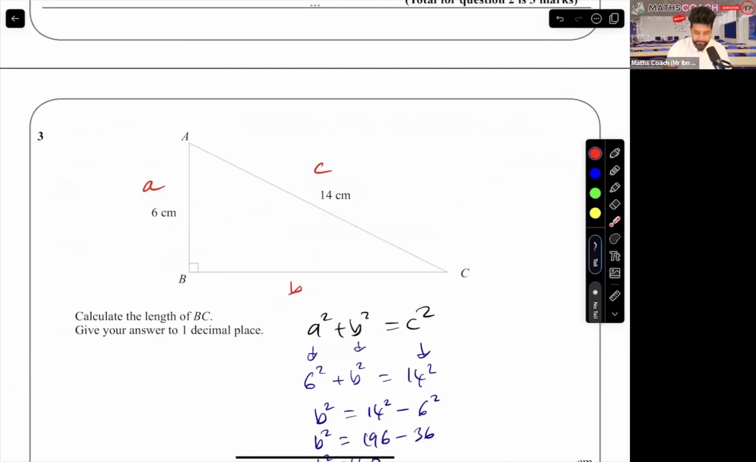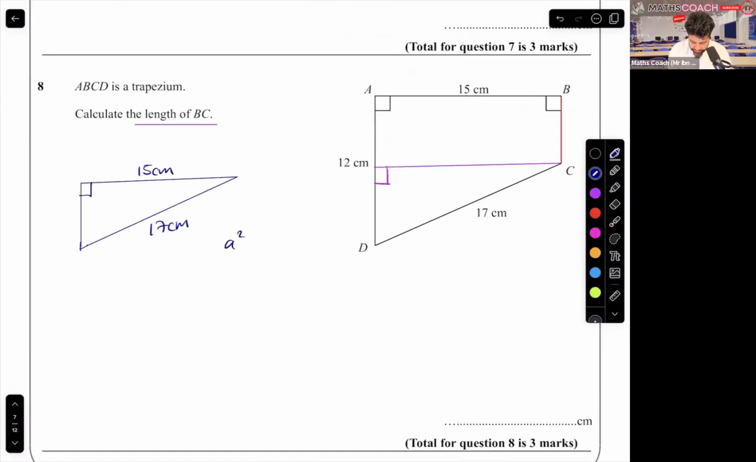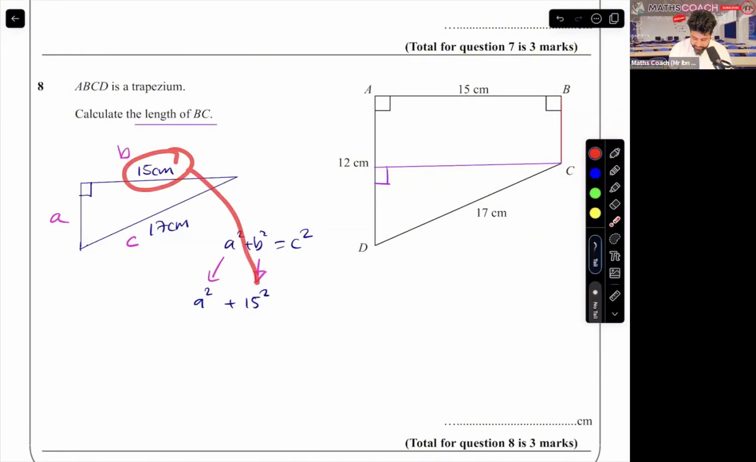All right, so now we're going to label it A, B, and C. We're going to use A squared plus B squared equals C squared, and C squared is always the hypotenuse, the longest side. So it's going to be our 17. A and B could be 15 or this side here. Let's just make it simple. Let's call this one A, this one B. Now we're going to apply it in our theorem. A squared is unknown. B squared is 15 squared. C squared is 17 squared.